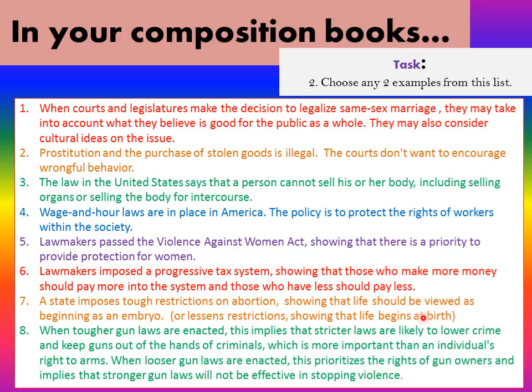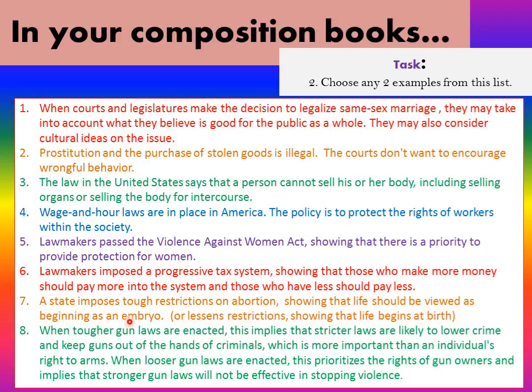What are the pros of abortion being illegal? What are the cons of abortion being illegal? Or you could say, what are the pros of abortion being legal? And what are the cons of abortion being legal? You get that. Okay, the last one.